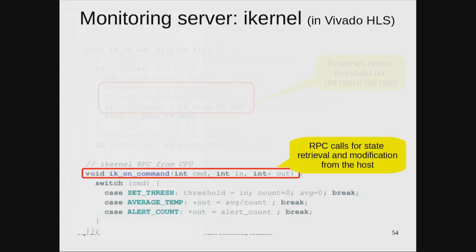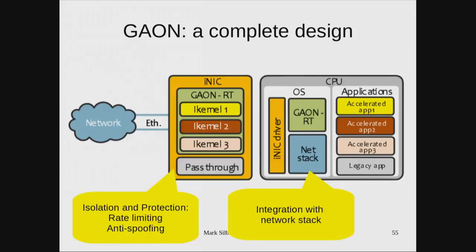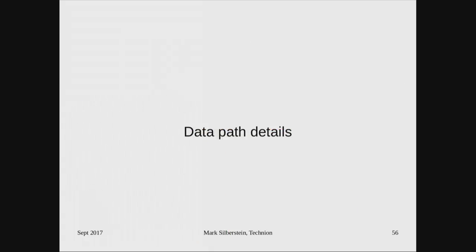In particular, for this simple example, in order to set the threshold, you go and set it. This is something that you can implement any way you want. All right, so the complete design looks like this. There is one side over here that handles all the isolation, protection, rate limiting, anti-spoofing, and also implements all the interfaces that I just mentioned. And there is this whole thing that integrates with the network stack. I will briefly talk about the data path specifically, because in some cases you don't need the network stack. You can actually bypass it. Okay, so let's talk about the data path.